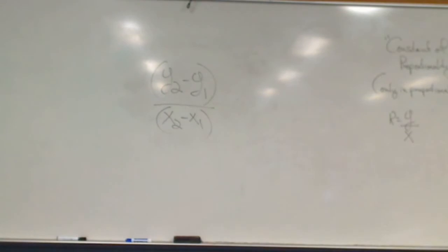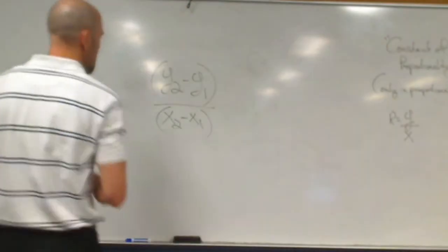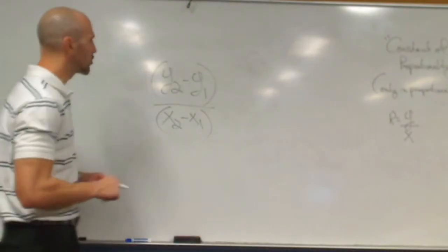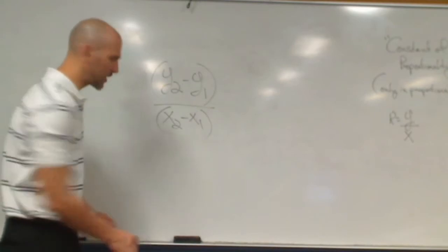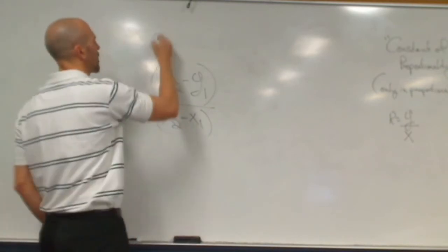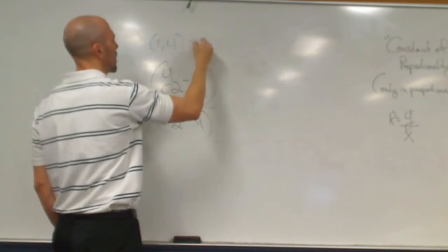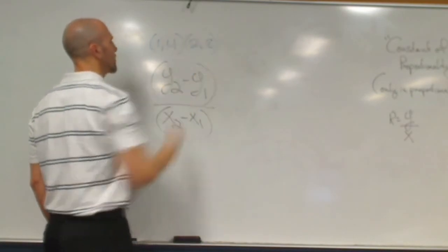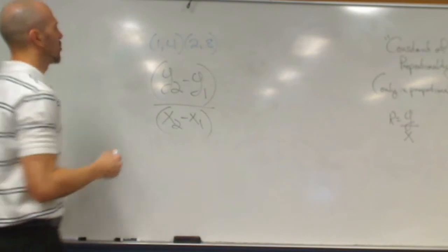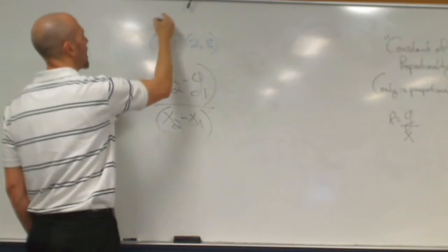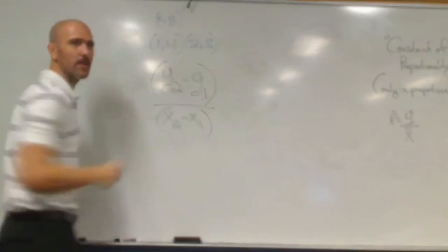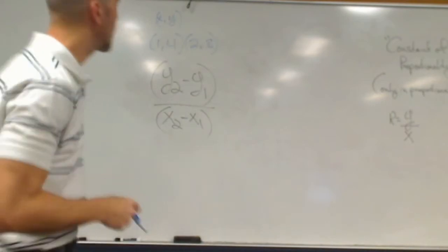We're going to make them real easy. Let's say you get a coordinate like (1, 4) and let's say (2, 8). That ought to come out real easy. Remember, with every coordinate, you have an x and a y.